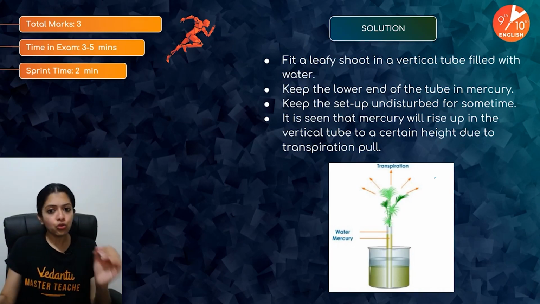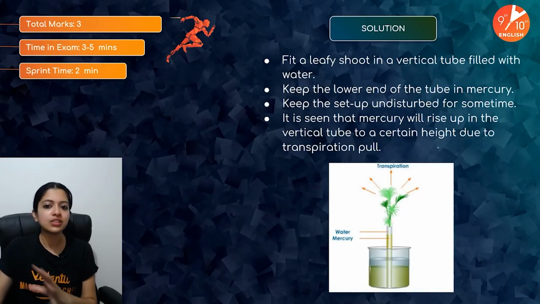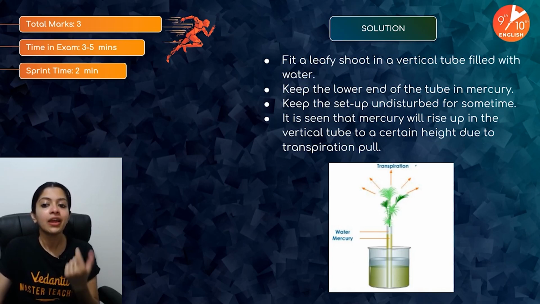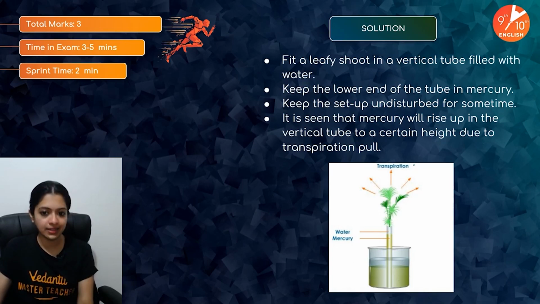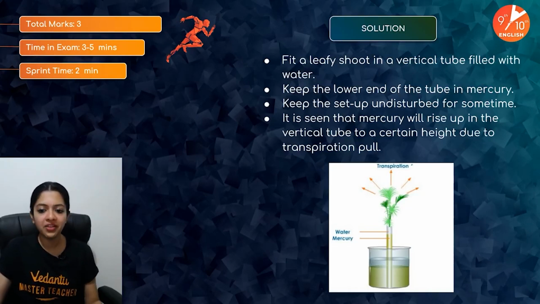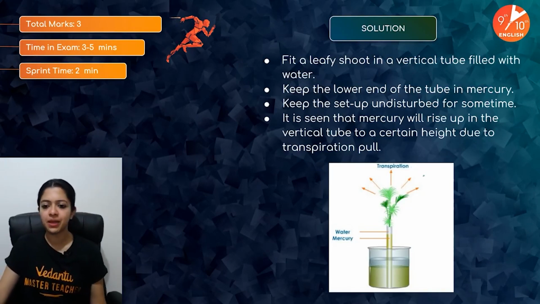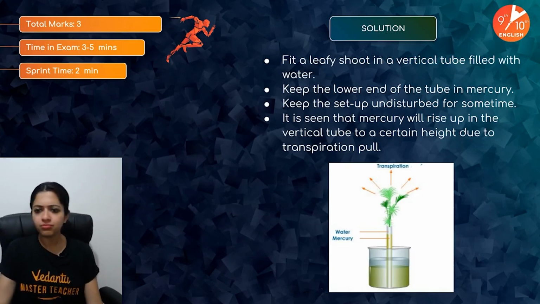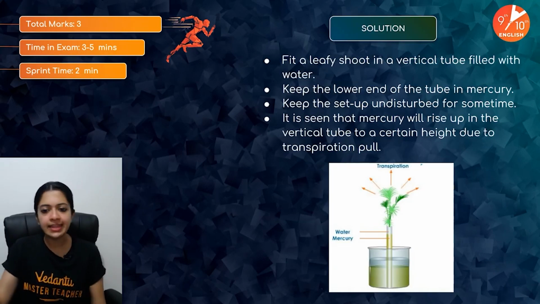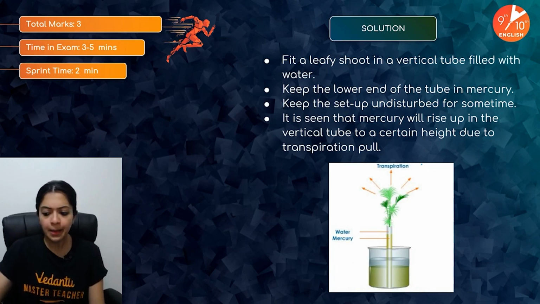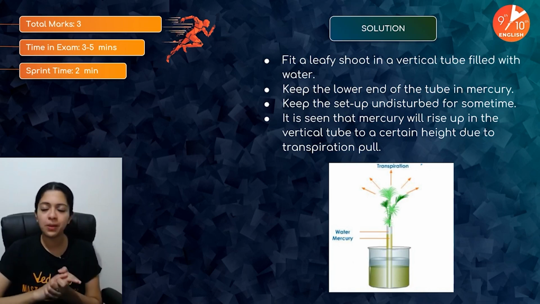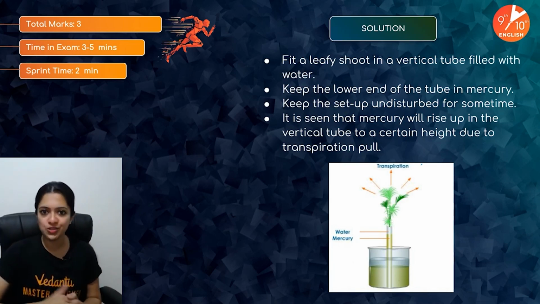Okay, right. So you fit a leafy shoot in a vertical tube filled with water, keep the lower end of the tube in mercury, and keep the setup undisturbed for some time. It's seen that mercury will rise up in the vertical tube to a certain height due to transpirational pull. All right. So I think this is a very, very simple experiment that can be done. So understand this in detail. If there's anything else that you would like to add to this, please mention in the comment section below, because it's going to benefit many other children also out here.